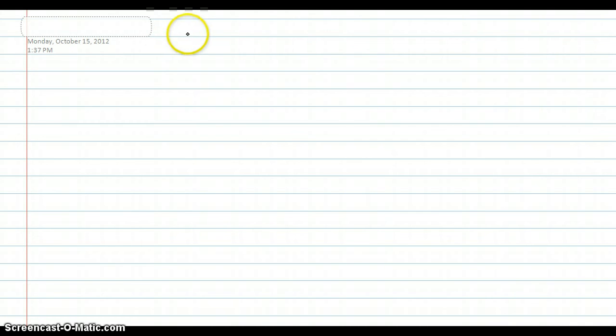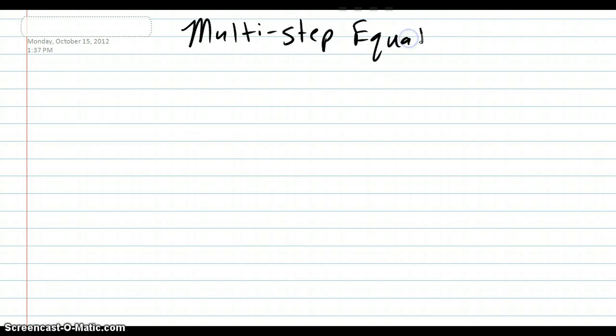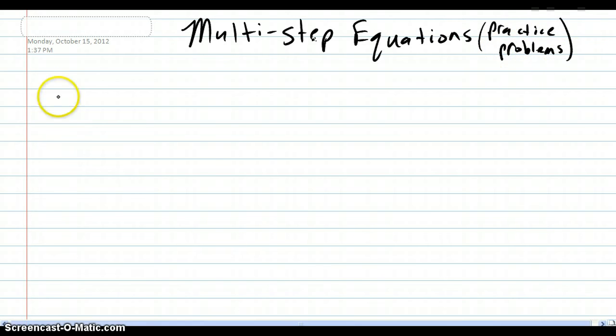Let's try. Well, this section is going to be more multi-step equations. Multi-step equations, practice problems. Let's try an example.